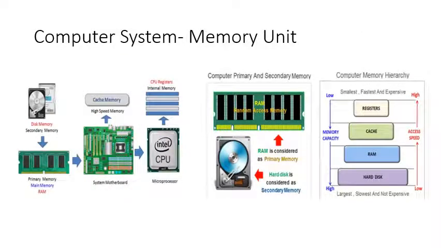Now let us discuss the memory unit. The main function of the memory unit is to store the data. The computer system memory unit consists of different types of memory. The computer system memory can be grouped into two basic types, that is primary and secondary memory. The primary memory, that is the main memory RAM, is called temporary or volatile memory. The secondary memory is called permanent or non-volatile memory. We call it disk memory.